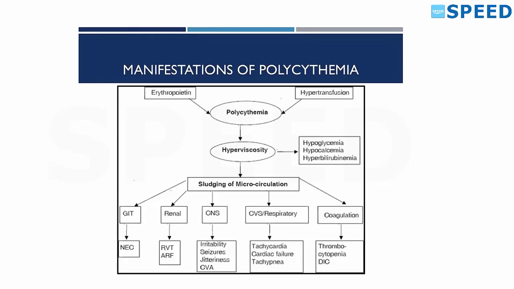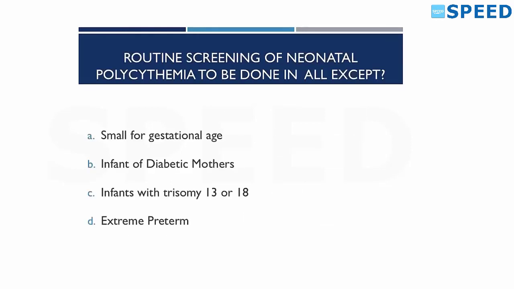The coagulation is affected, resulting in thrombocytopenia and DIC. Now, the next question is whom to screen in order to identify the neonates who are at risk to be looked for and managed accordingly. So, the options are the small for gestational age, infants of diabetic mother, infants with trisomy 13 or 18, and extreme preterm. The question is which of them will not require a screening?